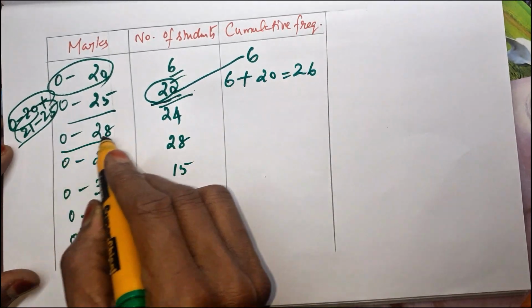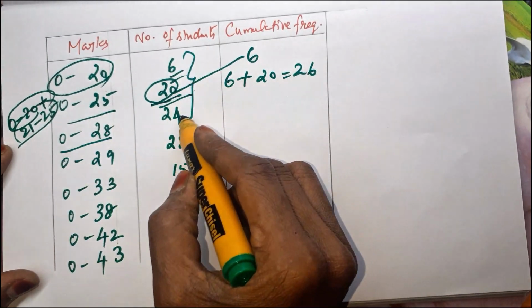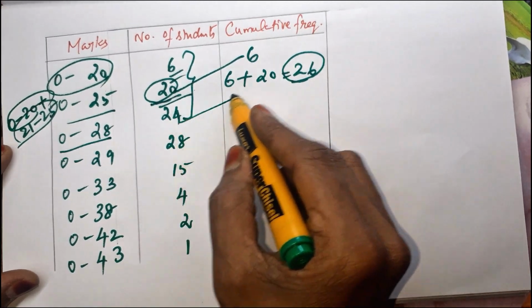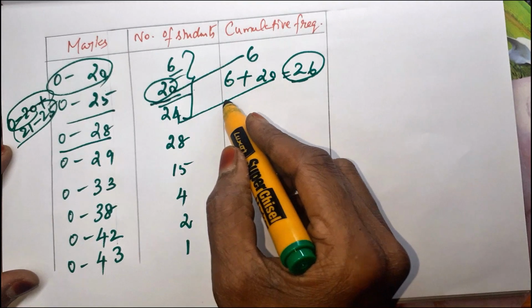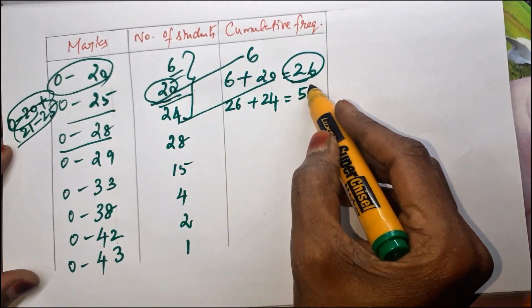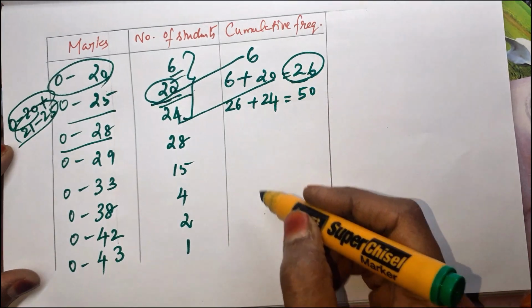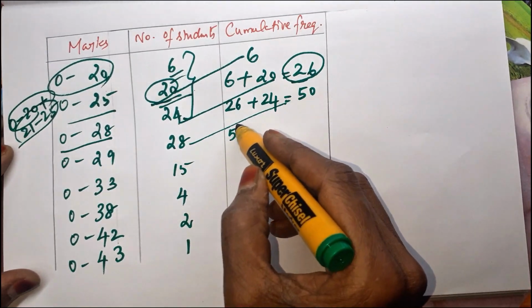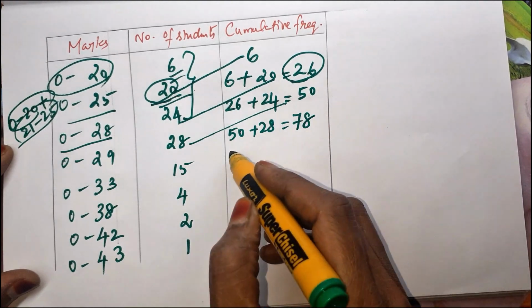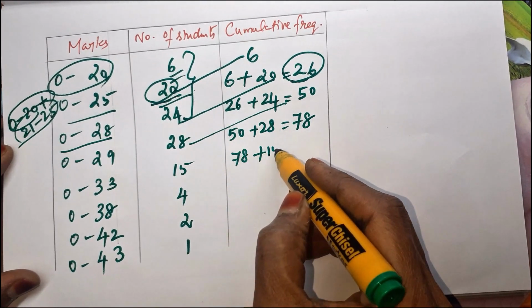The third one, 0 to 28, means adding all three. Already we have added the first two, 26. 26 plus 24, I'm sorry, it is 24. It is 50. Like that we have to add. The next value is 50 plus 28 which is 78. Then 78 plus 15.